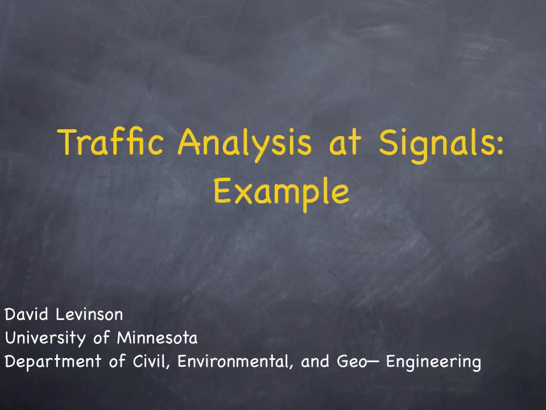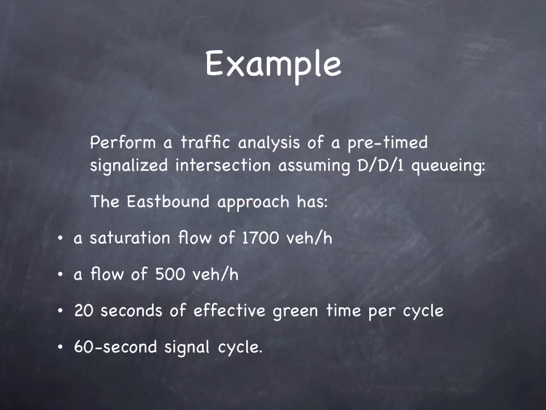In this video, we will do a traffic analysis of signalized intersections. In this example, we want to perform a traffic analysis of a pre-timed signalized intersection assuming DD1 queuing. The eastbound approach has a saturation flow of 1700 vehicles per hour, a flow of 500 vehicles per hour, 20 seconds of effective green time per cycle, and a 60-second signal cycle.